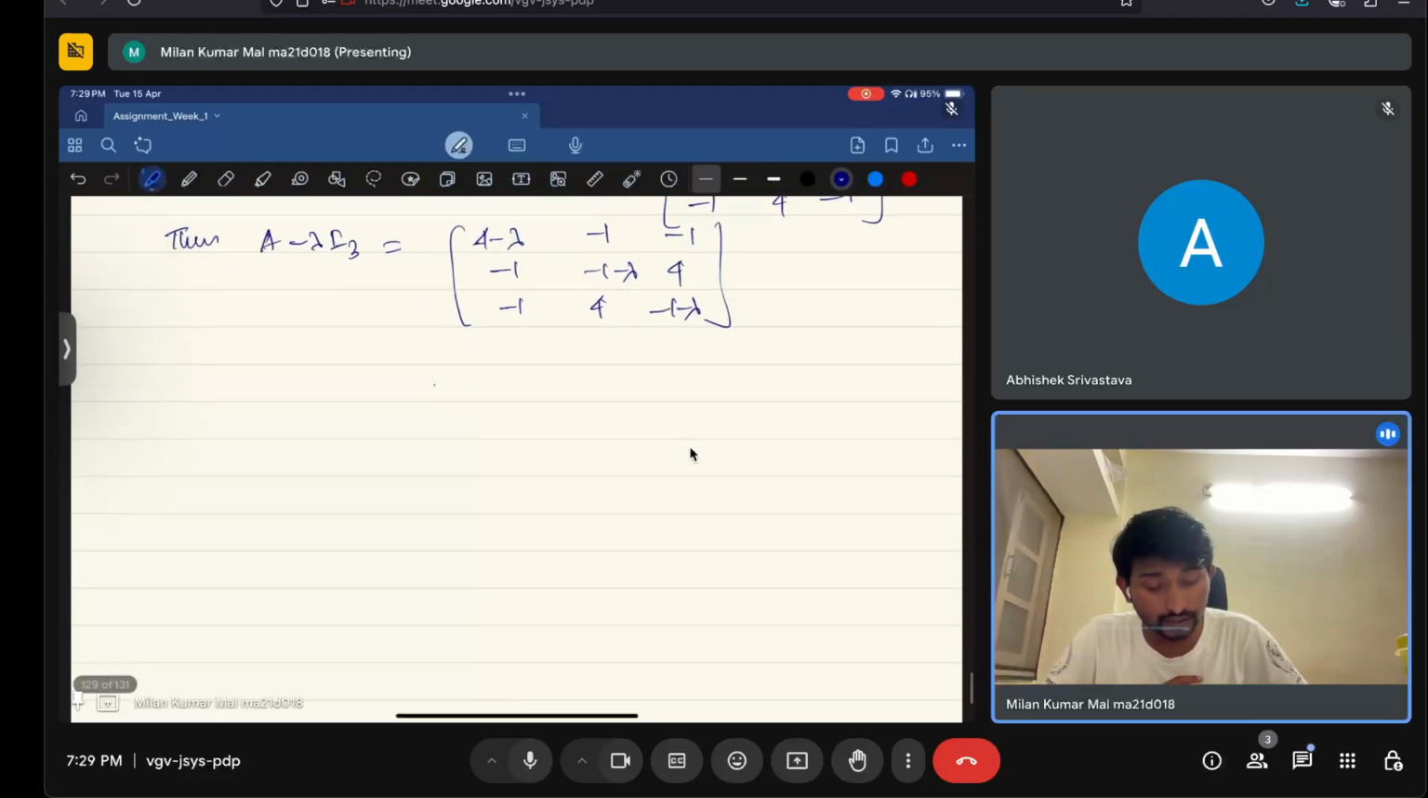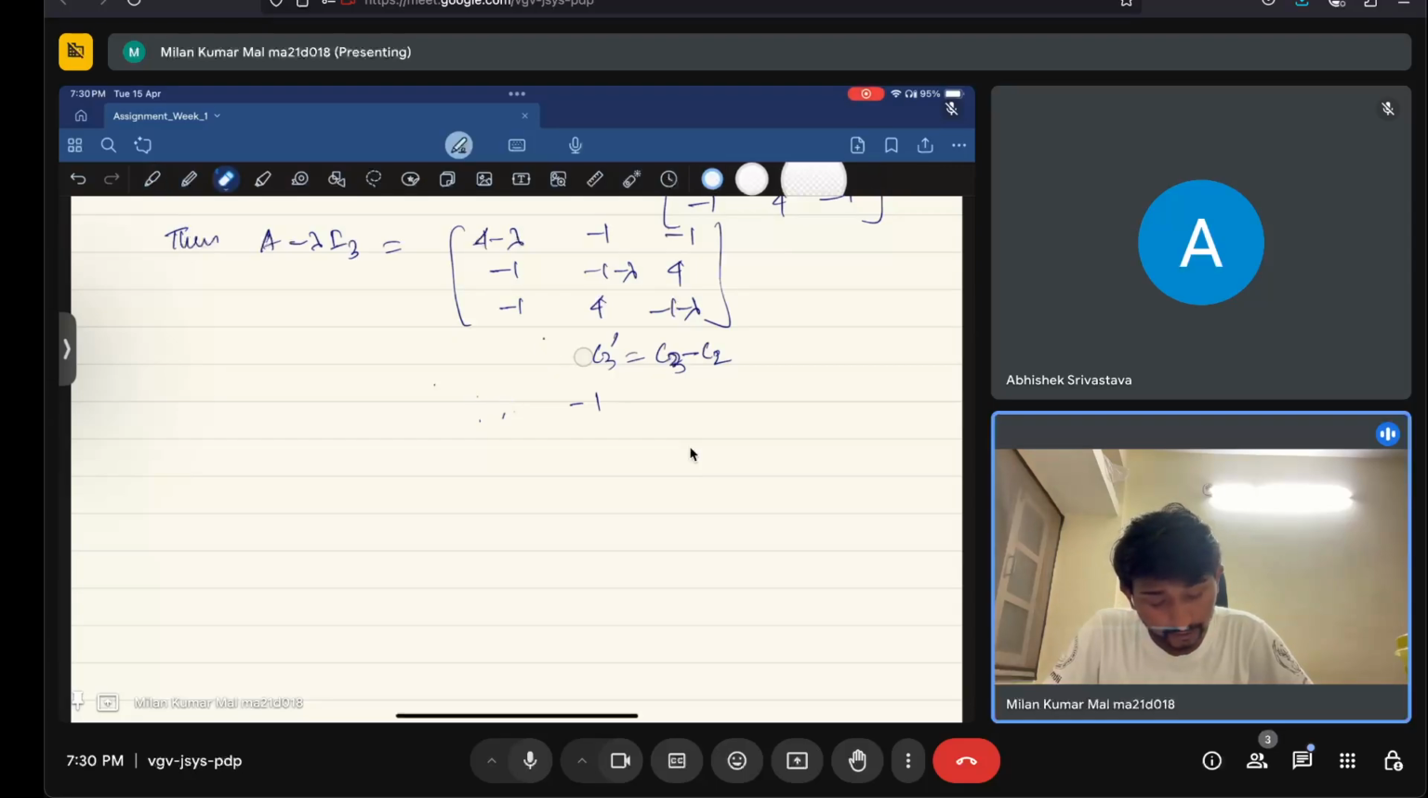Because you know after row reduction the determinant will not change. We will do column 3 equals column 3 minus column 2. So what we'll get, that is same as a row operation, that is not a problem. Or we can do the row operation as well. Okay, so let's find it directly, no need to go through any row operation or column operation.